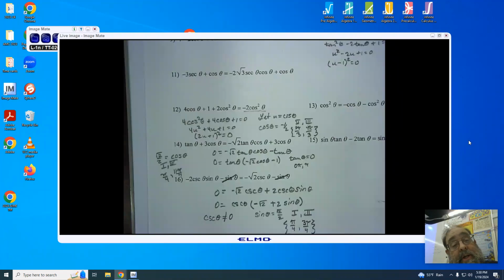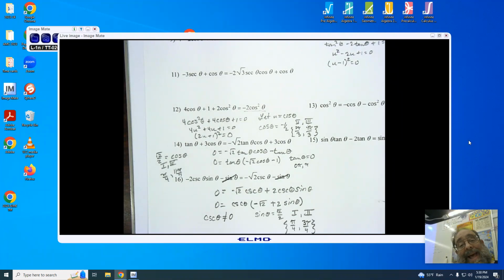That is the worksheet that I have asked people to work on. That is more practice on solving trigonometric functions and trigonometric functions that are quadratic.